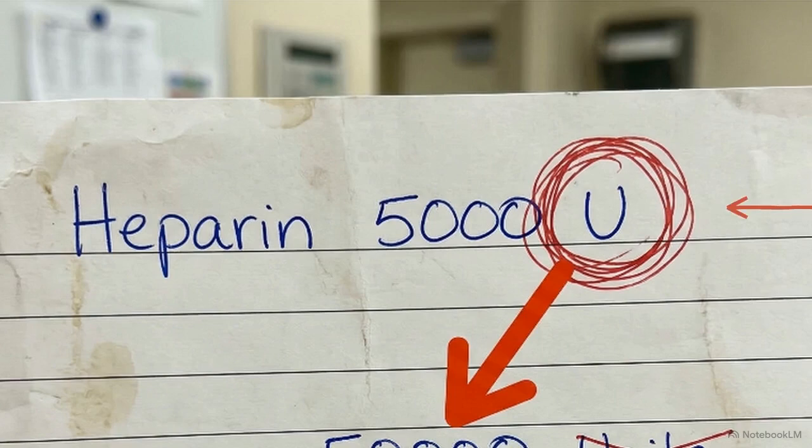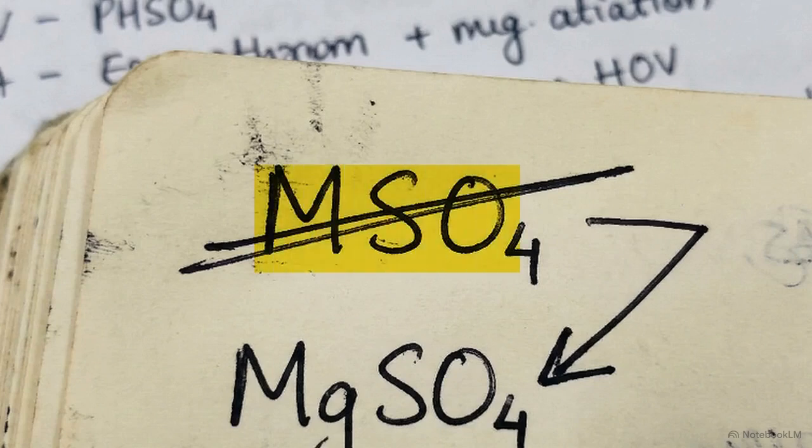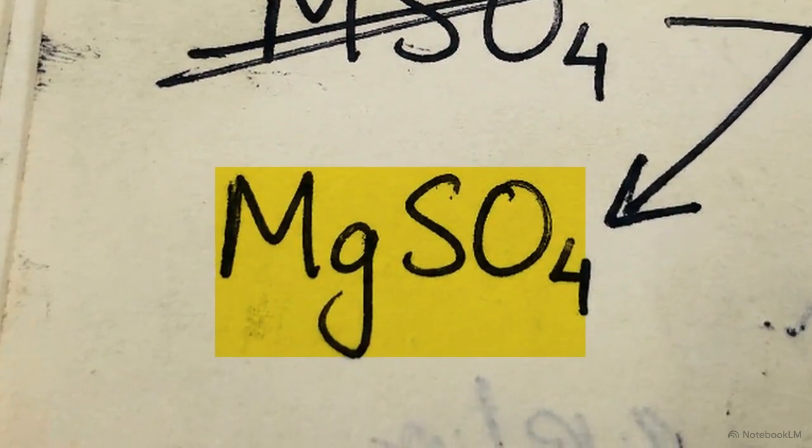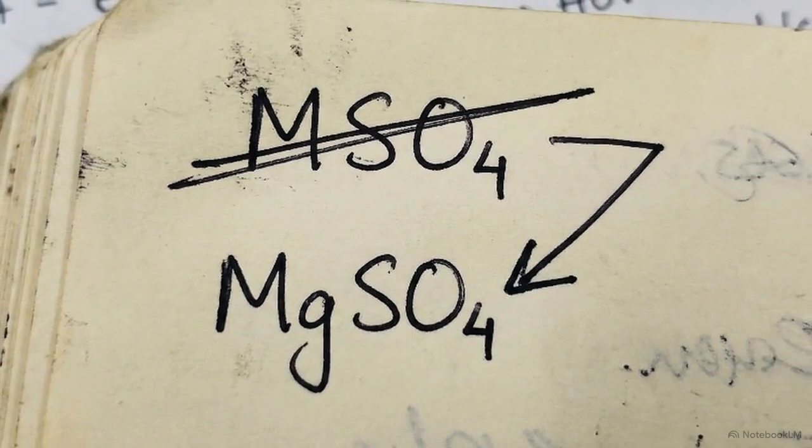A letter U for units can easily be misread as a 0, turning a 5,000-unit dose of heparin into a 50,000-unit overdose. Chemical symbols carry the same risk. Here, the prescriber had to correct MSO4 to MgSO4 to ensure the patient received magnesium, not morphine. Mixing these up means intending to provide an electrolyte, but accidentally inducing massive respiratory depression.